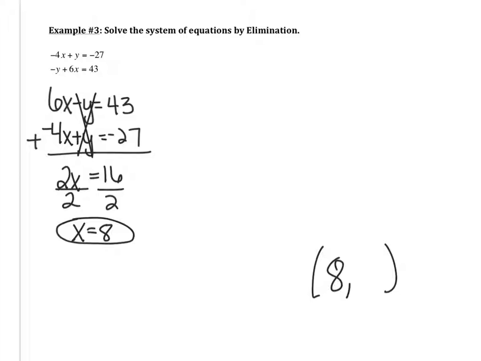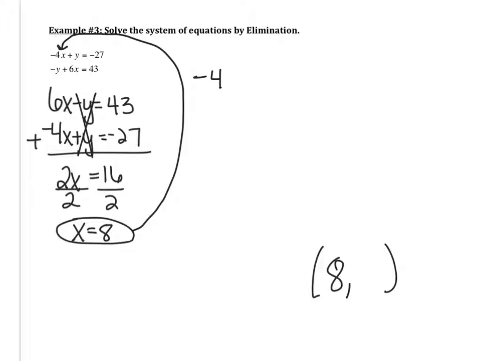In my opinion, I would say that it would be the easiest to plug it into the first equation since this y is just plus y. So then all I got to do is get rid of this number and then the y will be by itself. So I am going to take that x equals 8 and substitute it in for the x in the first equation.